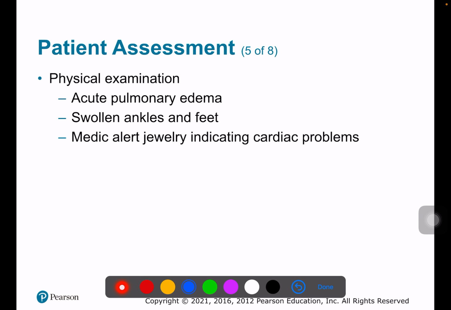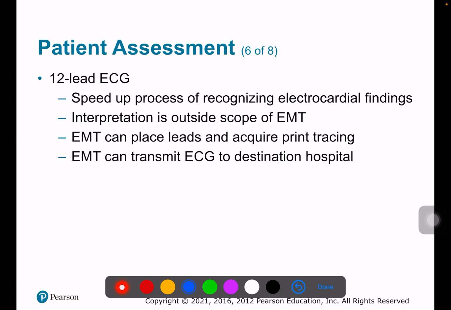Physical exam: acute pulmonary edema, swollen ankles and feet. Medical alert jewelry: if they're unconscious, unresponsive, not able to talk to you, look for medical jewelry to tell you if this is a new problem or part of an old one. 12 lead EKGs speed up the process of recognizing electrocardiographic findings.